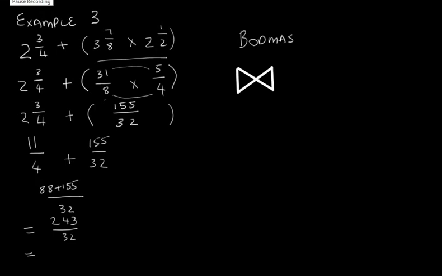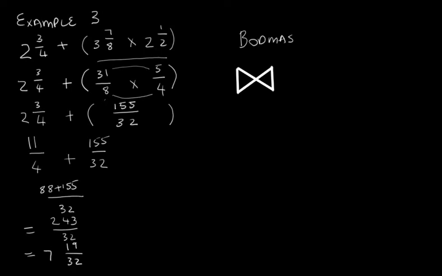243 over 32. Now we need to simplify that into a mixed fraction. So let's do that quickly. 32 divides into 243 how many times? 7 times. And you are left with 19 over 32. So our answer is 7 and 19 over 32.